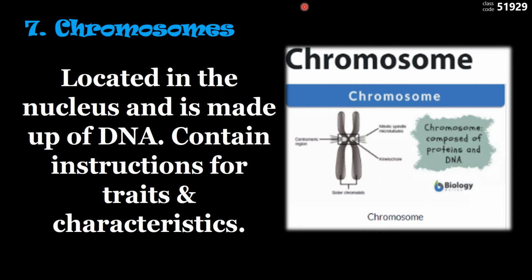Next, we have chromosomes. It is located in the nucleus and is made up of DNA. It contains instructions for traits and characteristics. So this is the picture of chromosome.